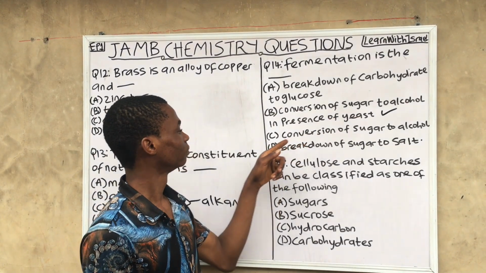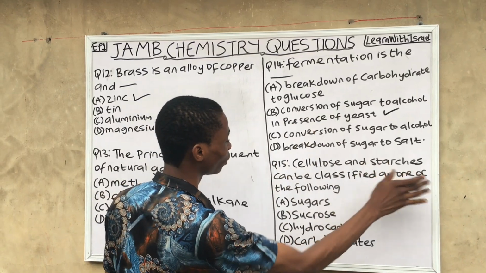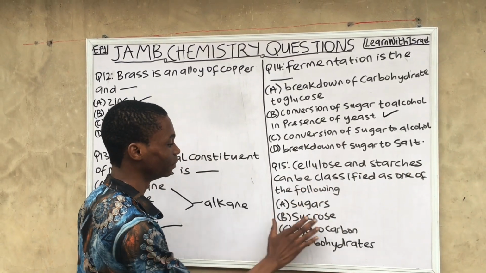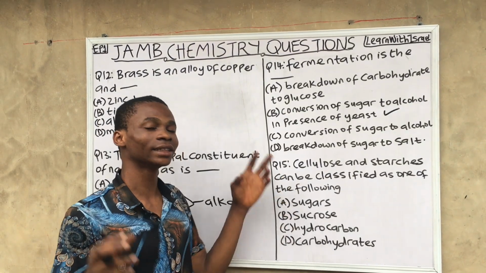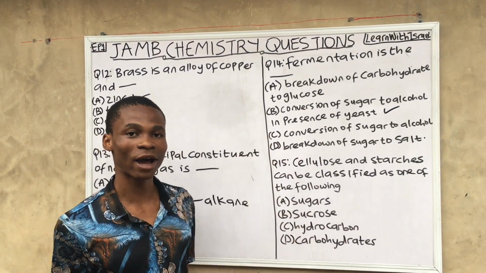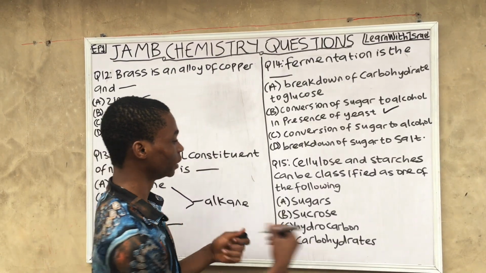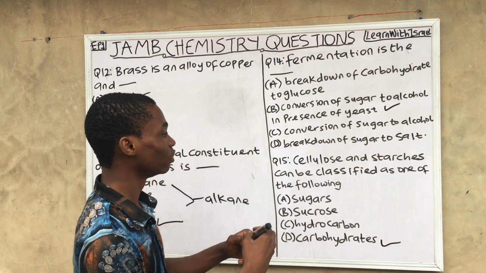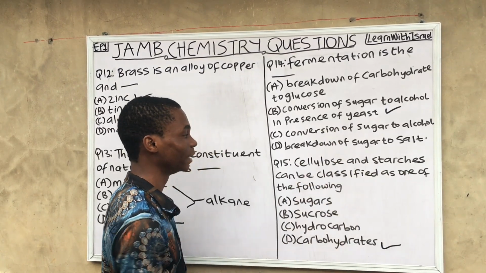Note that. Question 15. Cellulose and starches can be classified as one of the following: A, sugars, B, sucrose, C, hydrocarbon, D, carbohydrate. Cellulose is found in wood and is a carbohydrate, while starch is also a carbohydrate, which makes option D the correct answer. So cellulose and starches can be classified as carbohydrates.